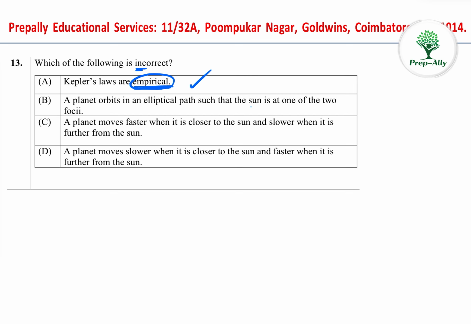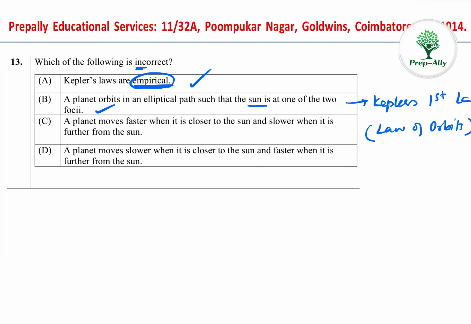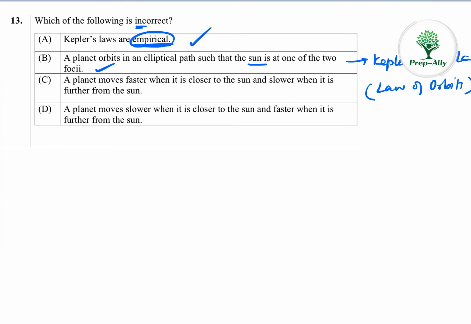Now Kepler's first law says that the planet orbits in an elliptical path such that the sun is in one of the 2 foci, which is correct. This is Kepler's first law, which we also call the law of orbits. Next, planet moves faster when it is closer to the sun and slower when it is further from the sun. Now this is based on Kepler's second law.